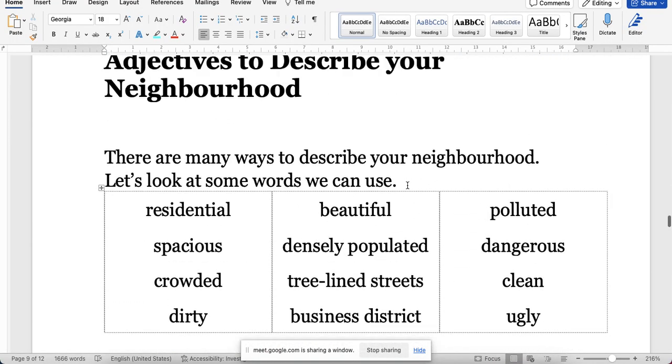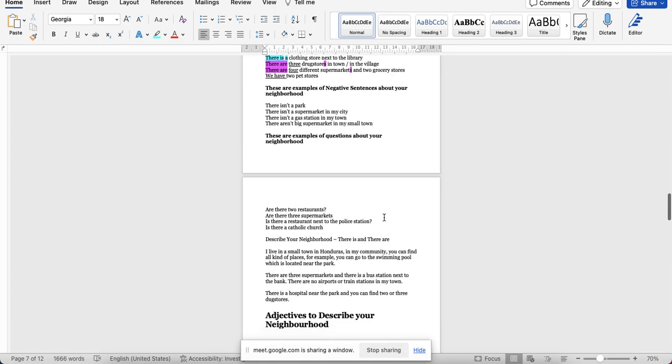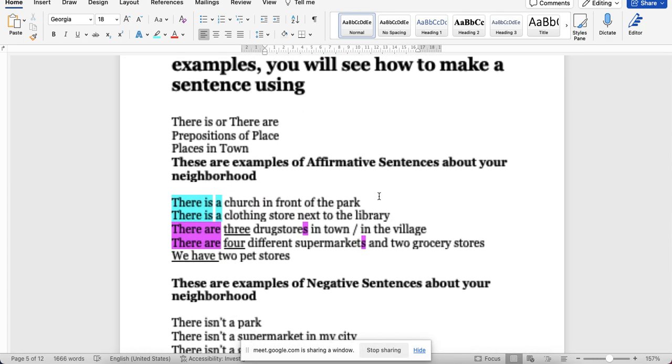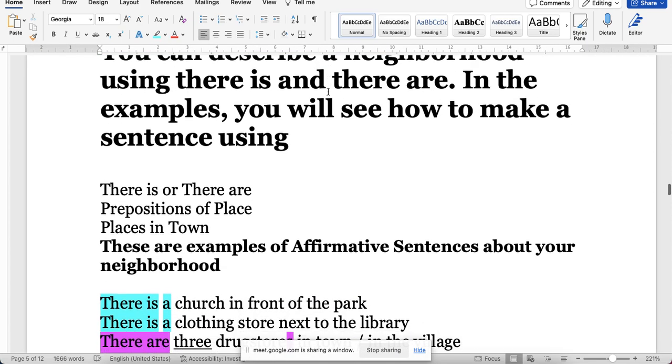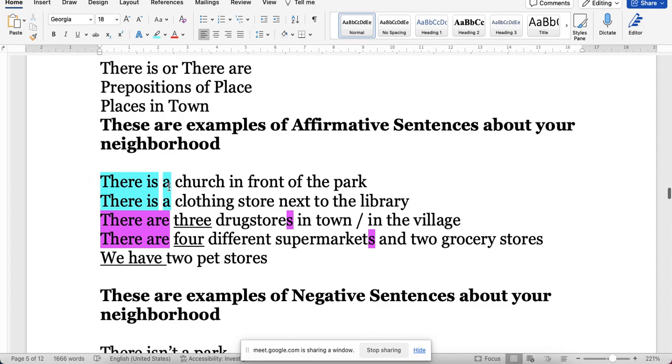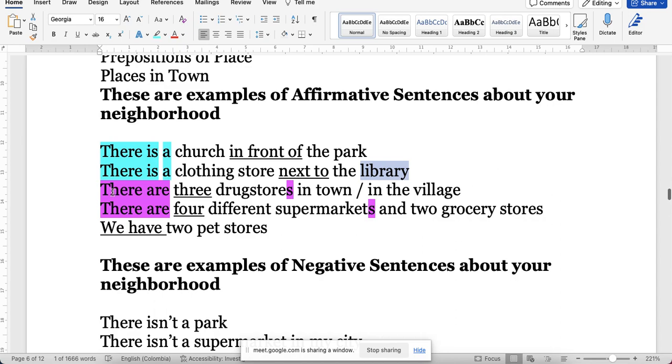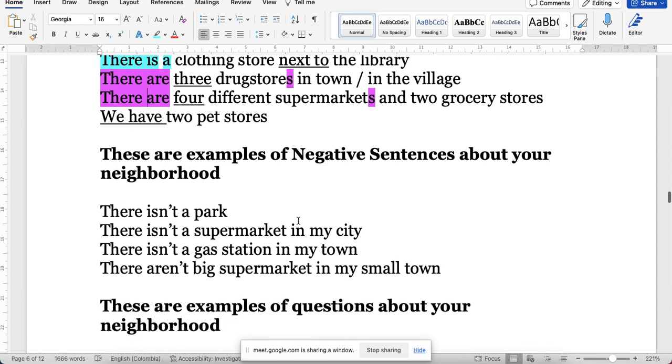So, en la parte que no alcanzamos a ver en la clase, ¿sí? Pues también hay ejemplos. Estos ejemplos sí los vimos al inicio, pero con un jueguito. Pero aquí vimos hoy también la diferencia entre el there is y el there are, right? There is a church, una iglesia, in front of the park. Aquí ya estamos dando la ubicación. There is a clothing store next to the library. Hay una tienda de ropa next to, que es al lado de la library. Library significa biblioteca, ¿okay? There are three drugstores. Cuando decimos tres, que hay varias, no decimos there is, sino there are.